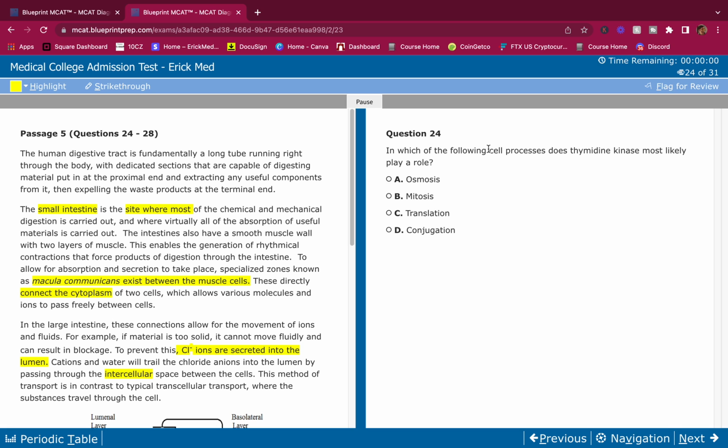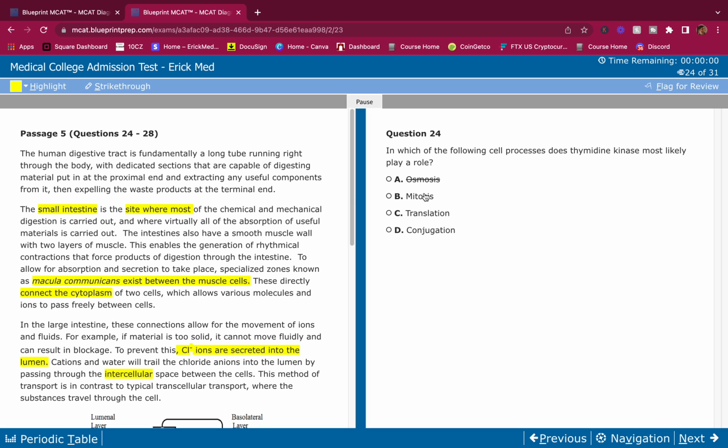It's easy. In which of the following cell processes does thymidine kinase most likely play a role? Okay, let's use our sense here. Thymidine kinase. Thymidine. Thymine. That is a nucleotide. Nucleotides in DNA. Cool. Osmosis? No. Why would that play a role in osmosis? That makes no sense. All right. Mitosis? That could work.